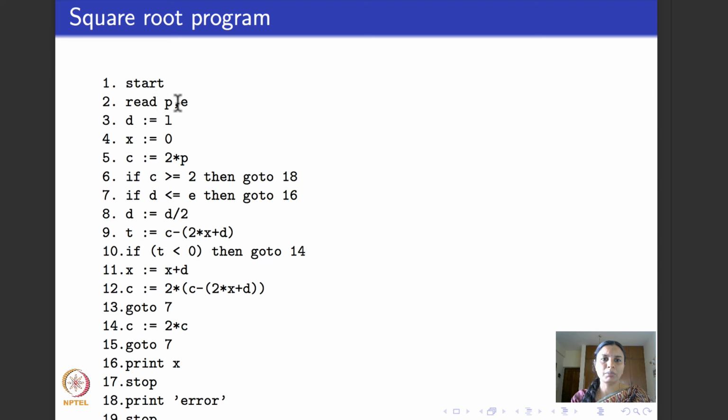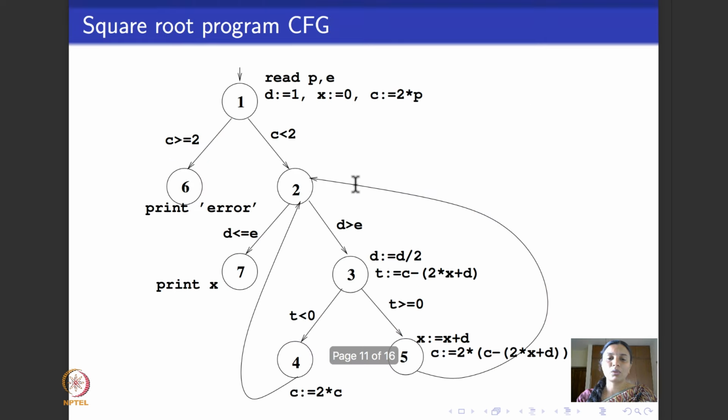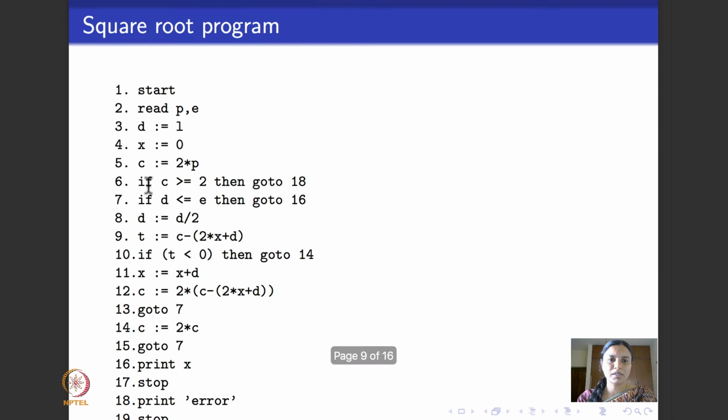Statement 2, read PE. Statement 3, d is equal to 1. Statement 4, x is equal to 0. Statement 5, c is equal to 2 star p. All this at the beginning of the program will be node 1 in the CFG. That's what was given here. And node 1 also includes this first decision statement at line number 6.